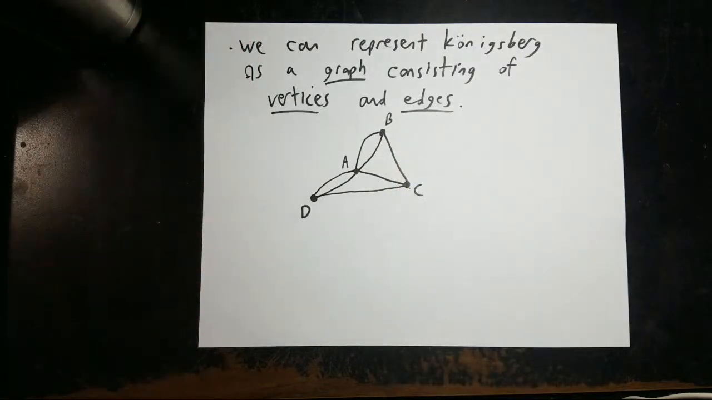This is a graphical representation of Cohensburg in the form of vertices and edges. Now, this is very helpful, and this is what most of our maps are going to look like over the course of this chapter.